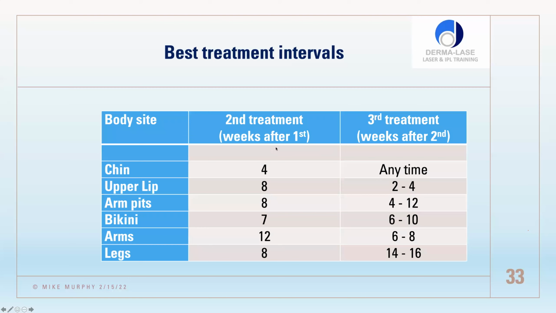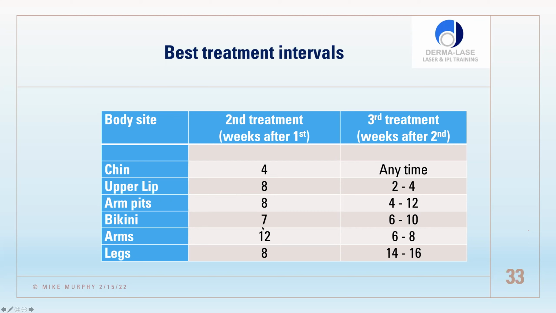So on the chin, let's say we do a treatment today. The first treatment you do today, this afternoon. On the chin, the second treatment should be 4 weeks later. The third treatment you can do any time after. So you can do 2 weeks, 4 weeks, 6 weeks. It doesn't matter, because of the way the chin hairs are growing. 81% are in anagen at any one time, which means almost every time you treat, there's tons and tons in anagen, always. And the upper lip, after today, you need to wait 8 weeks.